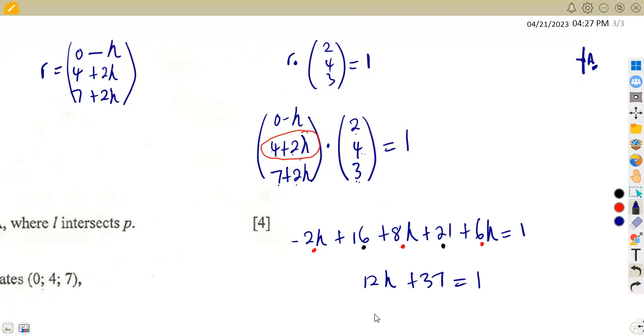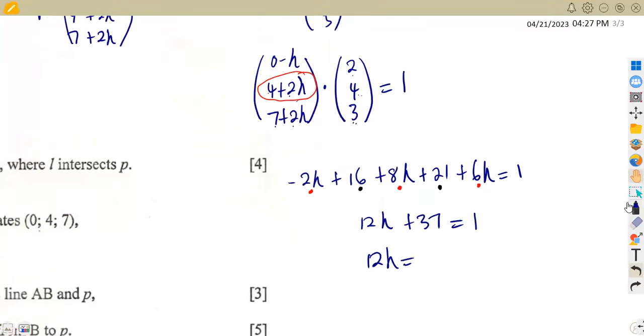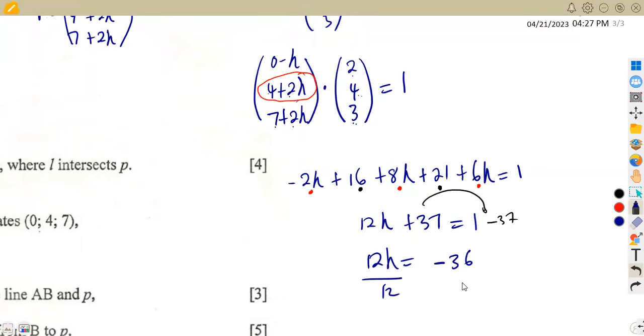So if we are to transpose, 12 lambda is equivalent to, if we transpose this to the right-hand side, this becomes negative 37. So 1 minus 37, which is negative 36. So divide by 12 both sides so that you can obtain the exact value of lambda in this case, which is going to give us negative 3.